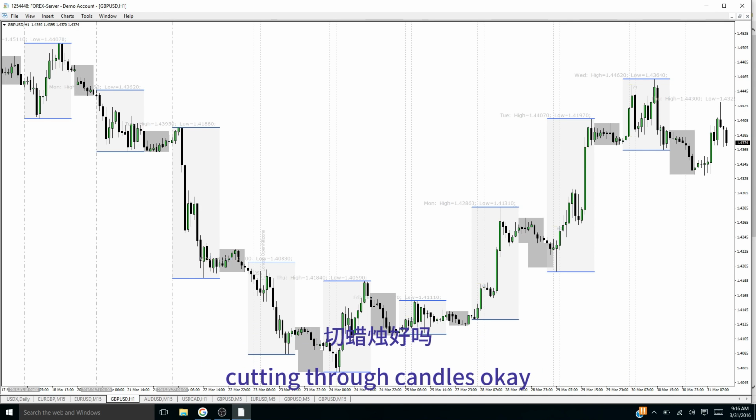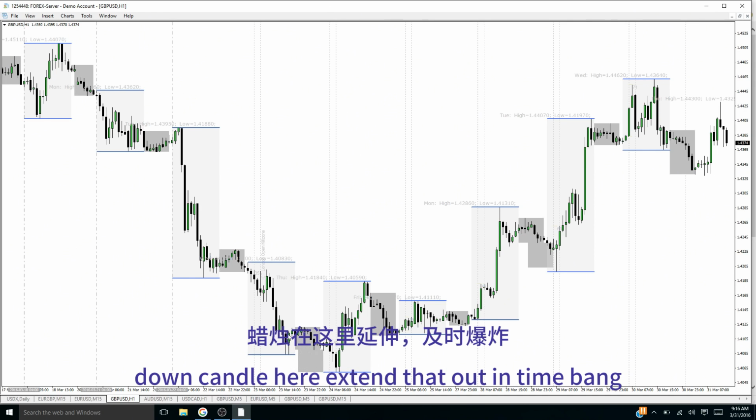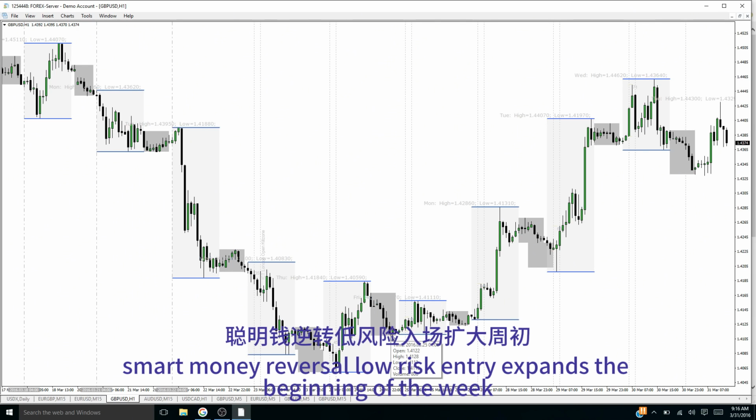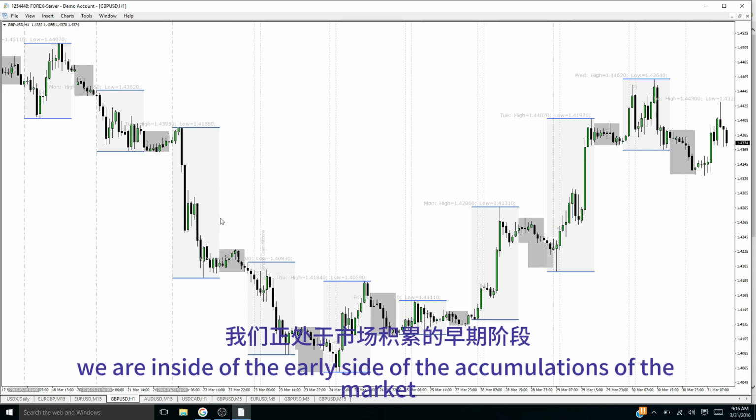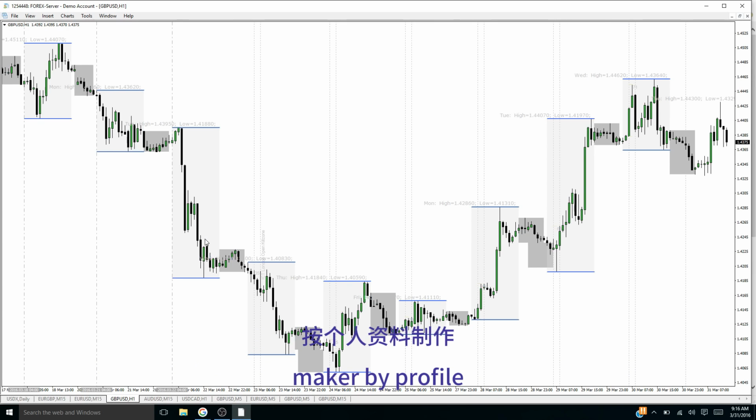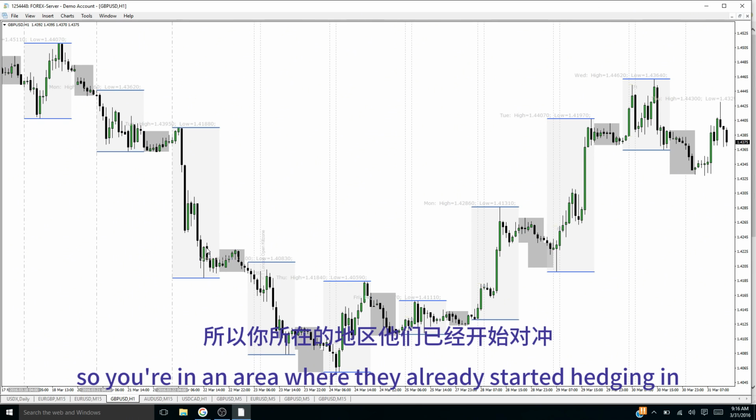Cutting through candles. Okay? Down candle here. Extend that out in time. Bang. Smart money reversal. Low risk entry. Expands at the beginning of the week. Boom. Takes off. Now, we are inside of the early side of the accumulations of the market maker buy profile. So you're in an area where they already started hedging in.